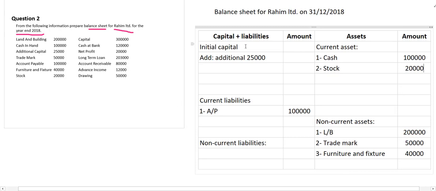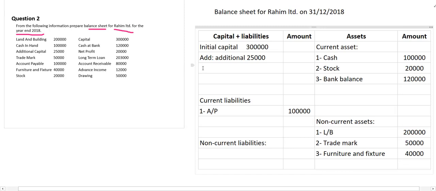Capital, when it says capital, it means initial capital, right? Mention the initial capital. Initial capital is equal to how much? 3 lakh. Right? We have to mention. Cash at bank. Cash at bank is an example of current asset, right? So simply you can mention bank balance. How much is bank balance? So the amount is given here. 1,20,000 is there.